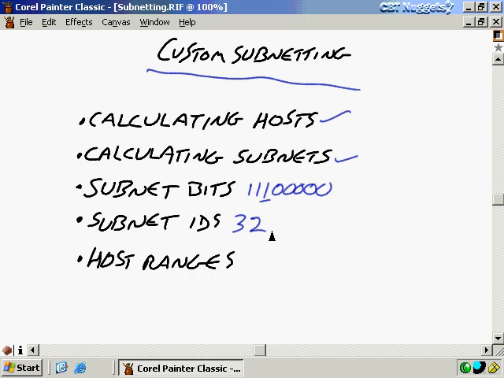Now, once you figure out your subnet IDs, then you need to identify the first and last IP addresses in the host ranges, and we took a look at that as well. The key thing there to look for is that you don't want to use all zeros or all ones in the host portion of your address.